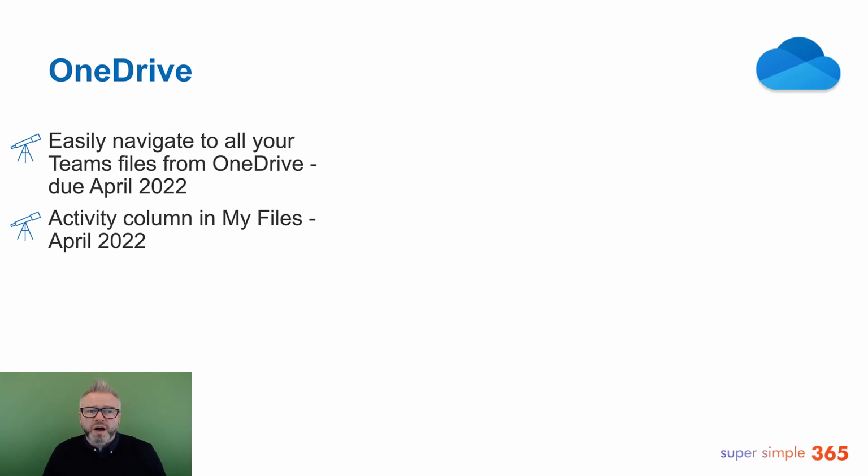Also, activity column in my file. So this will be a new column in My Files in OneDrive, but it's going to show you that when there's been activity on your files that you haven't seen yet, it's going to flag that up to you, and you can go and have a look at that.